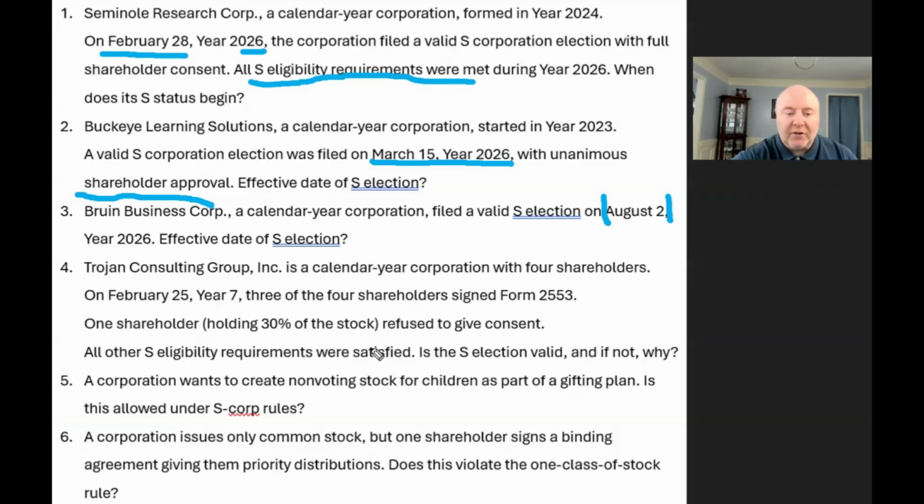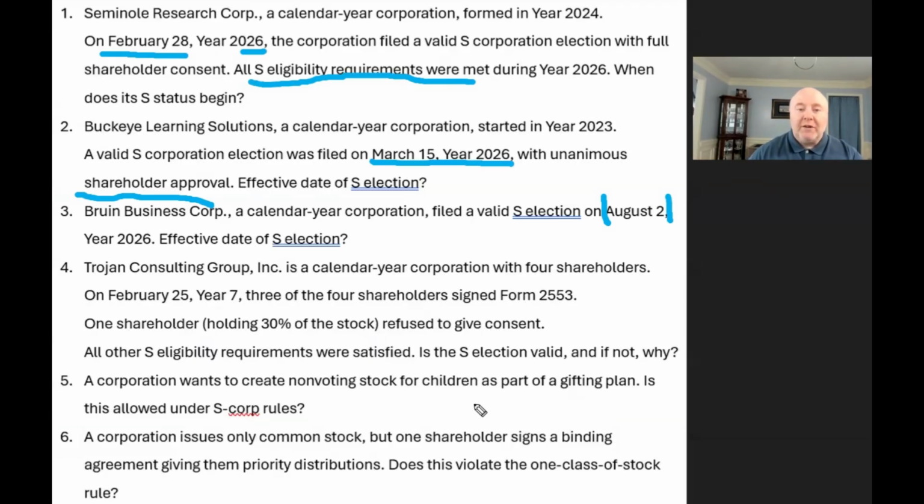Okay, let's go to number 5. A corporation wants to create non-voting stock for children as part of a gifting plan. Is this allowed? Hey, this is common. This is allowed and is very common when you're trying to gift things over to your children, because of the annual exclusion. So you see some of these things that occur.